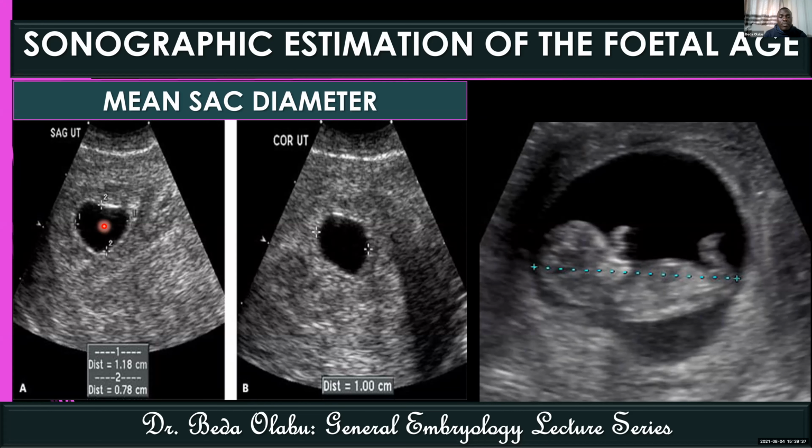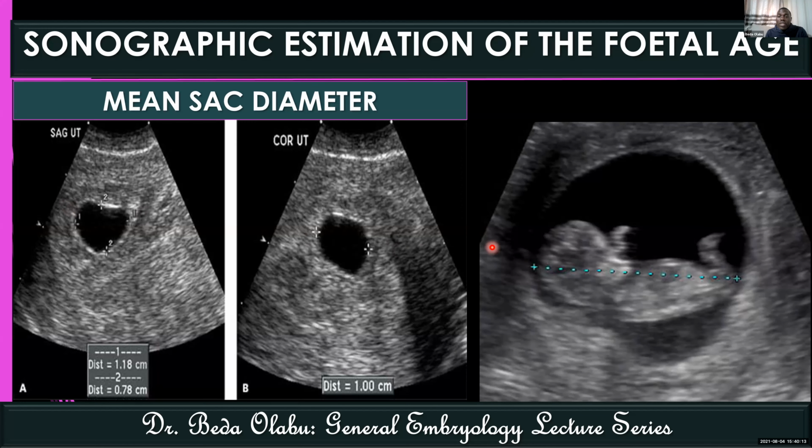How it's done is that the machine is put over the site of the pregnancy, and then the size of the gestational sac is measured in three orthogonal planes. Once the measurements have been taken in three orthogonal planes, the machine itself will calculate the average for you. So that is mean sac diameter. The bigger the sac, the bigger the pregnancy, especially in the first trimester.